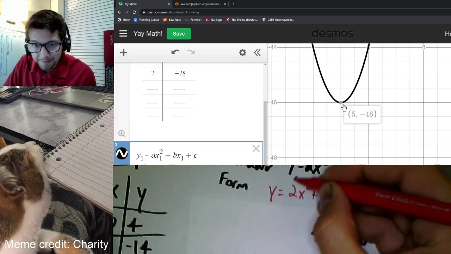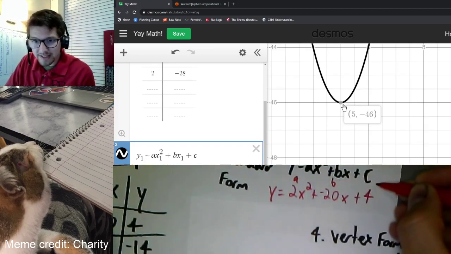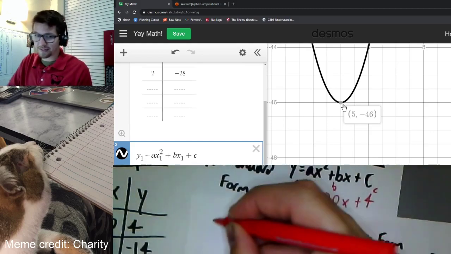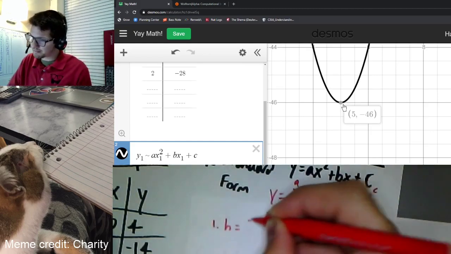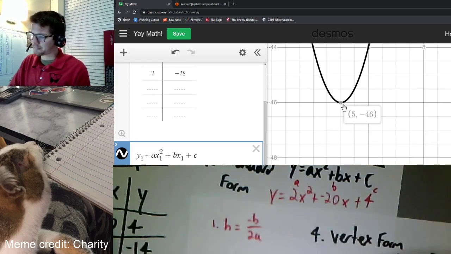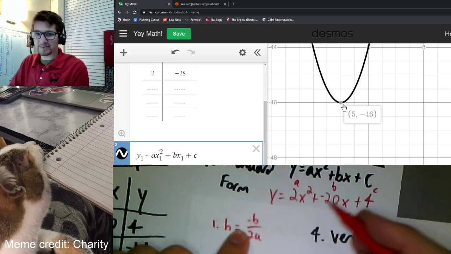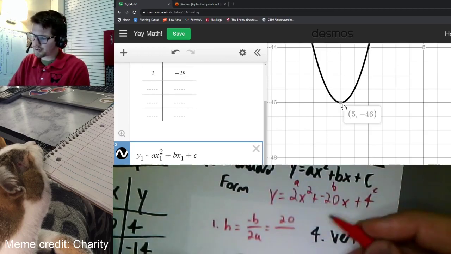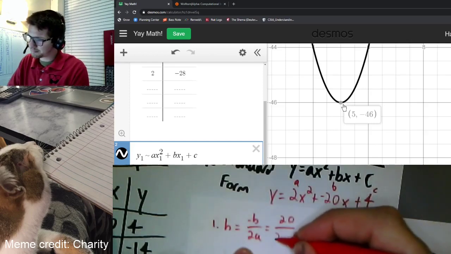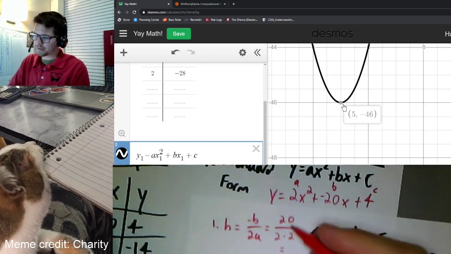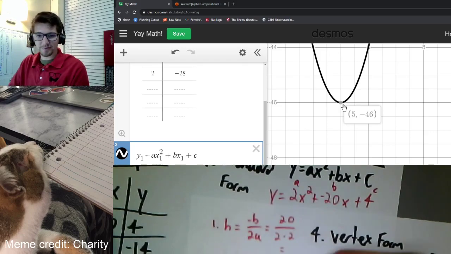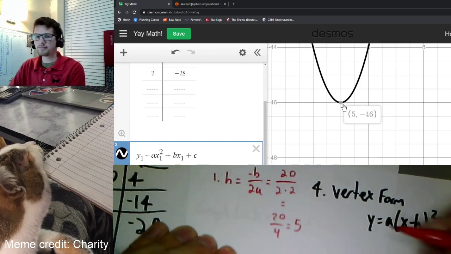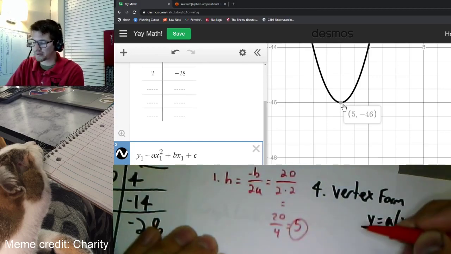So this is my A, this is my B, and this is my C. So first for vertex form, I got to find my H. What's H? Opposite of B over 2A. What's the opposite of B? Negative 20. The opposite of negative 20 is positive 20. Over 2 times A. What's A? 2. All right, that equals 20 divided by 4. 20 divided by 4 gives me 5. So my H is 5.